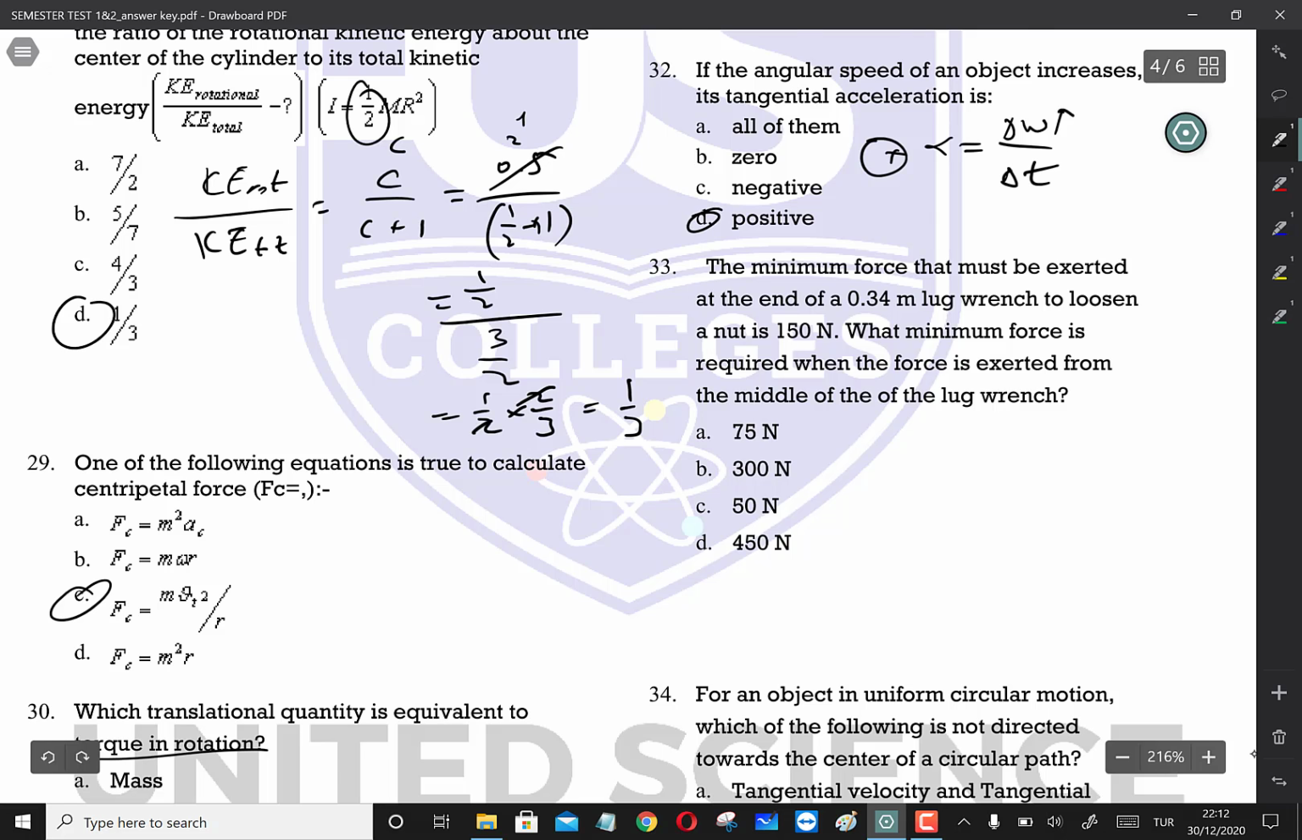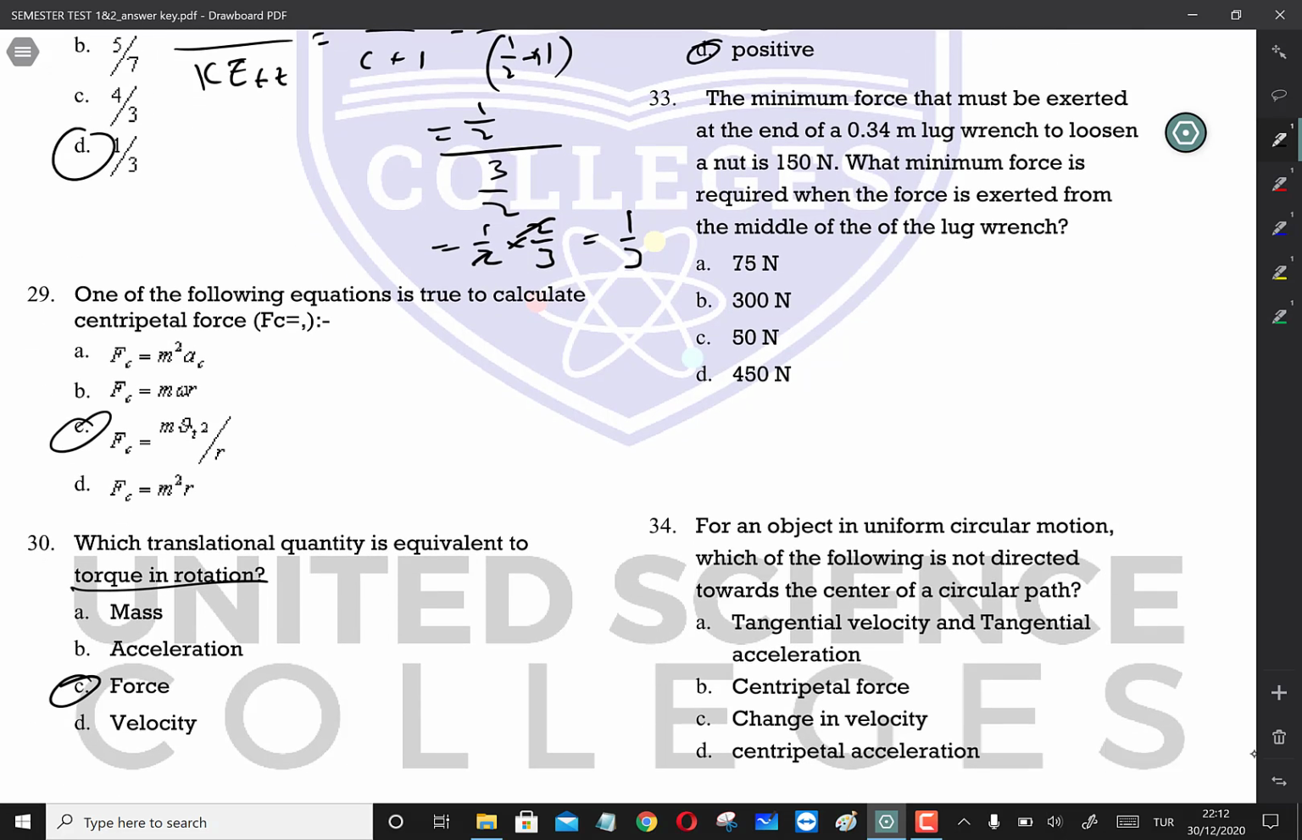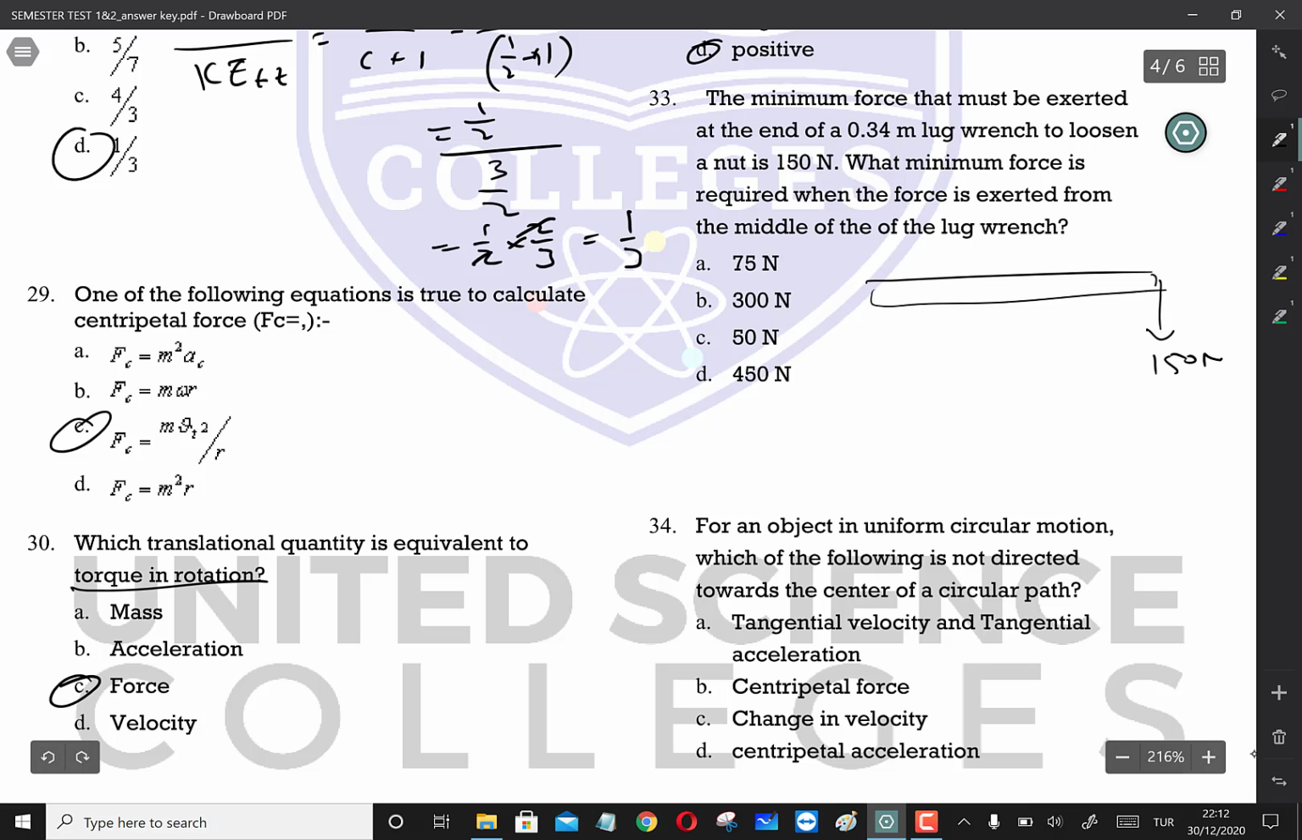So positive. The minimum force that must be exerted at the end of a 0.34 meter long wrench to loosen a knot is 150 Newton. What minimum force is required when the force is exerted from the middle of the wrench? Initially, you apply a force at the end, 150 Newton over a distance of 0.34. So you can start the knot rotating. This is the minimum force, that's why the minimum torque.